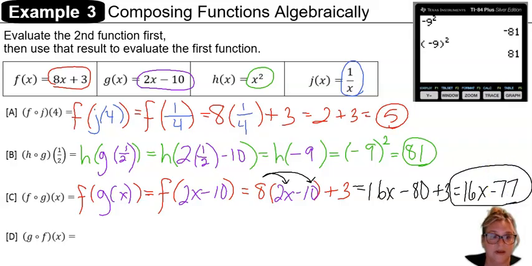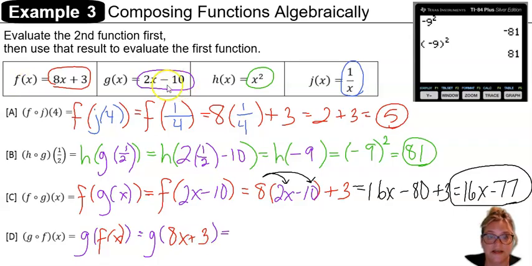Okay, then last we have g composed with f of x. So our function g is on the outside, and our function f is on the inside this time. So we want to evaluate g of, and then f of x, which is 8x plus 3.